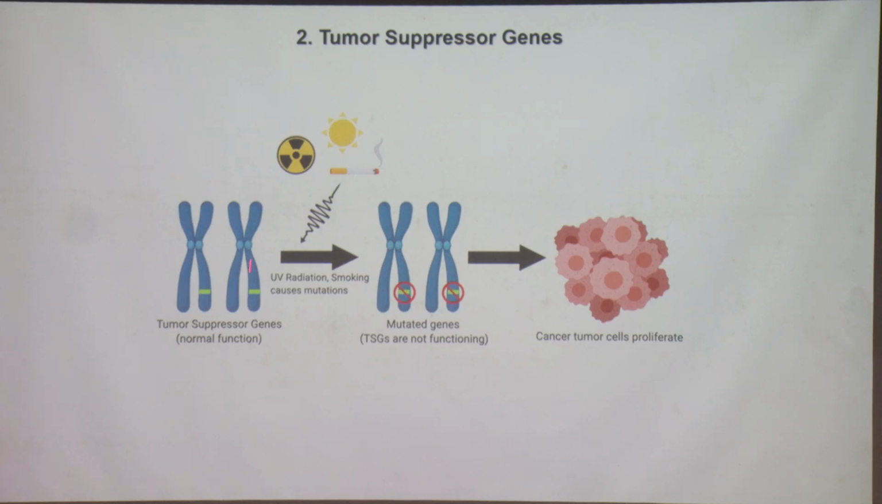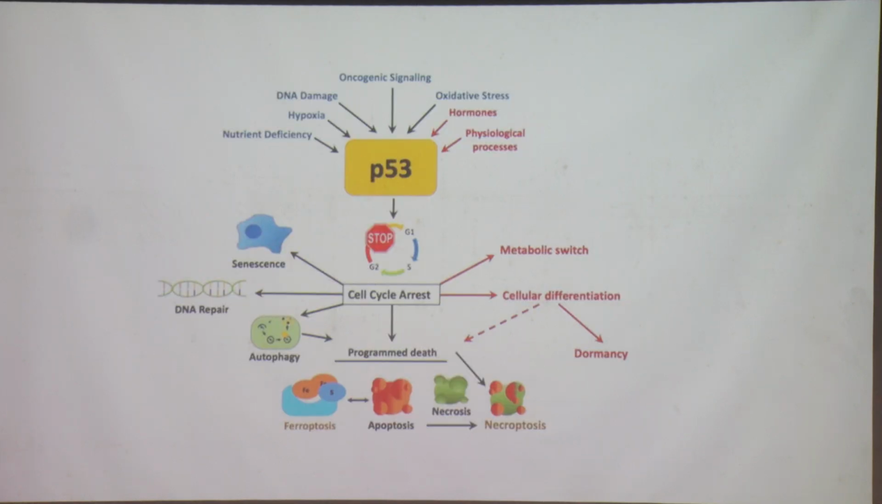Here a tumor suppressor gene is there, and some kind of outside environment, like even second-hand smoke, radiation or UV. Now the tumor suppressor gene, TSG stands for tumor suppressor genes. Because of that there is a mutation, they are not functioning, and it becomes cancer. P53 is, as I said, the most famous example. P53 is lost or defective in many different kinds of cancers.